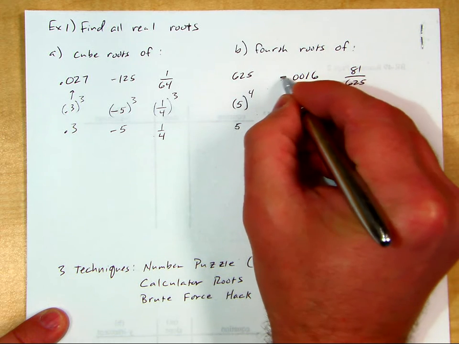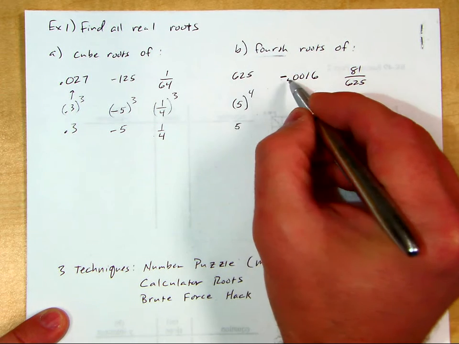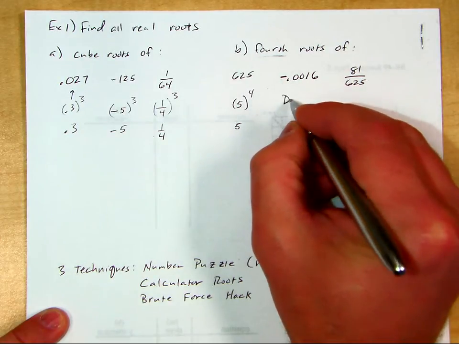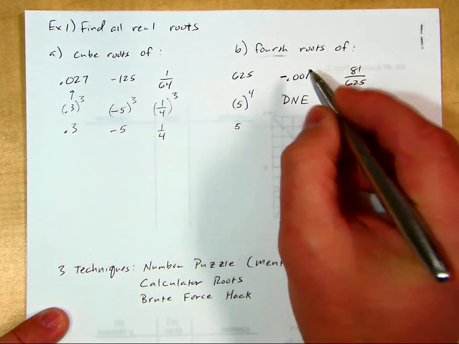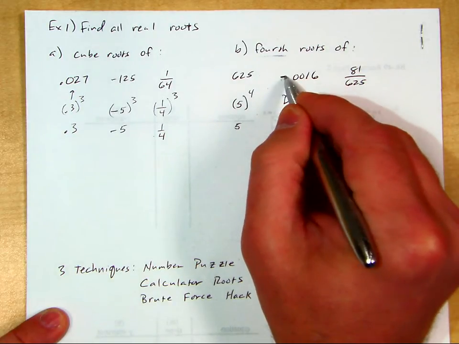Now this one is a trick question. Since this is an even power and this is a negative number, this one is impossible. This does not exist. I abbreviate that DNE. You cannot multiply something an even number of times and have it equal a negative number.